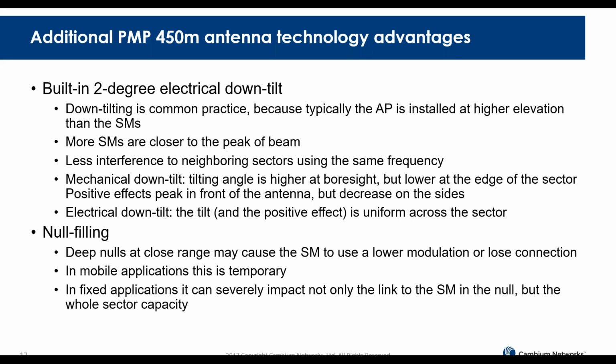One problem here, though, is that the angle that we tilt this device is correct only at both sides, meaning that the tilting angle is what we want right in front of the device. But at the edge of the sector, meaning on the 2 sides of the sector, the tilting angle is lower. So the benefits that we have with this tilting angle peak in front of the antenna, but are lower on the sides of the antenna.